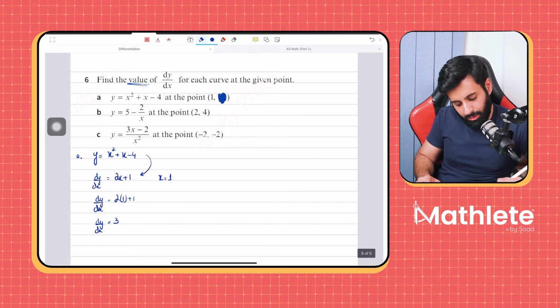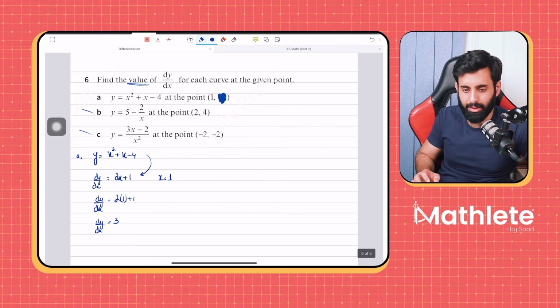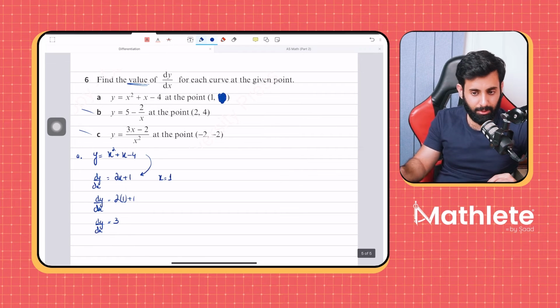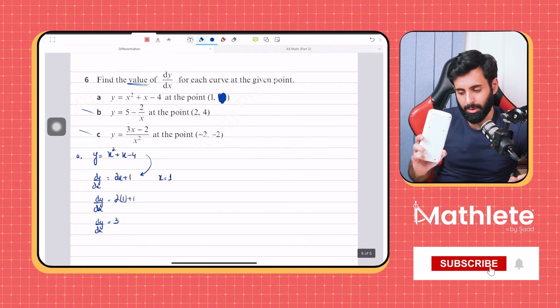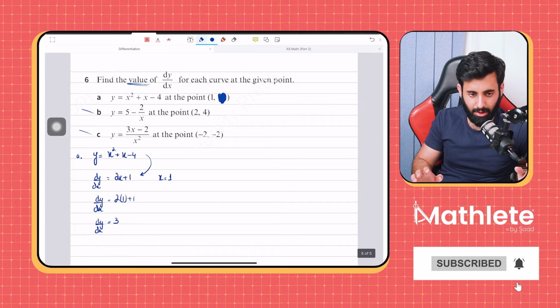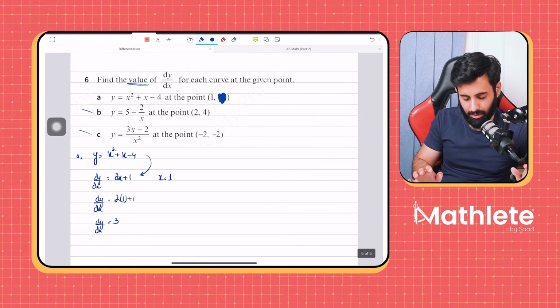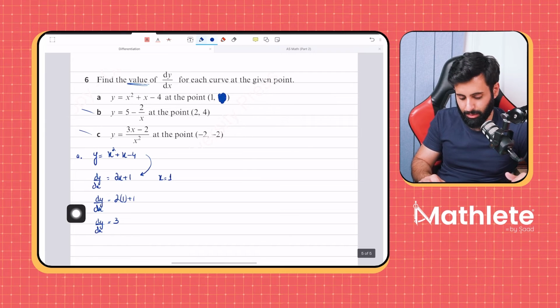So, I would like you guys to quickly do part B, and while you're at it, do part C also. These are the kind of questions, by the way, that you can check using your calculator. But more about that later. I'm not going to teach you that immediately. We learn how to do that later. But at the moment, I would like you to do it like this, without using your calculator.